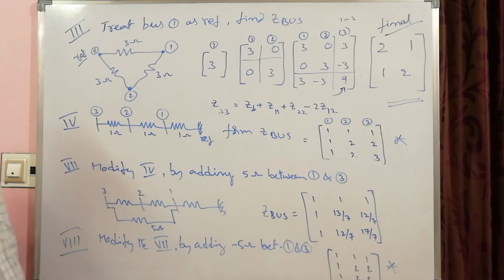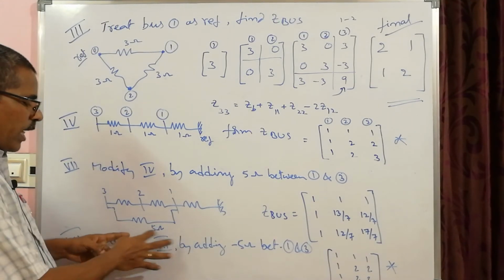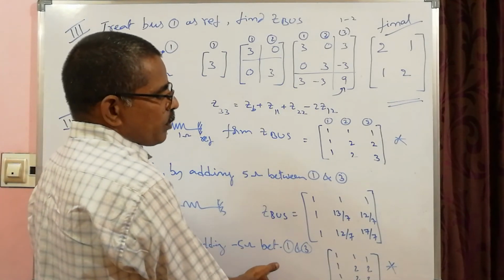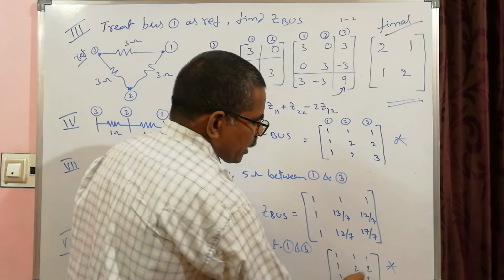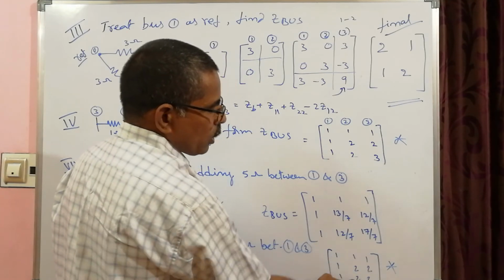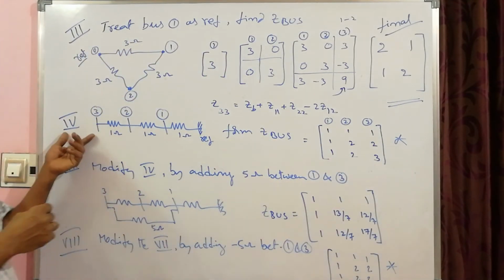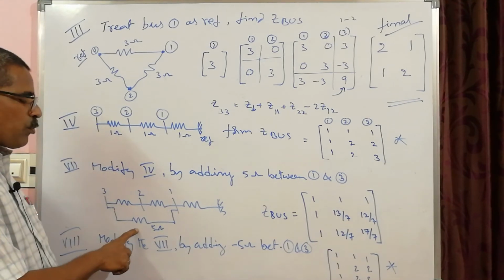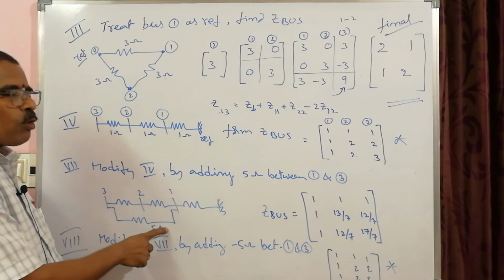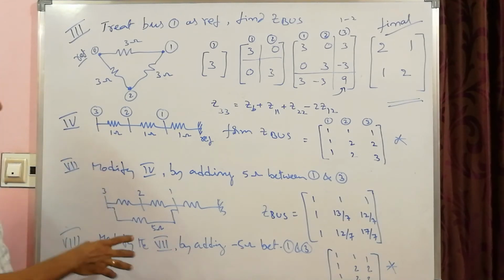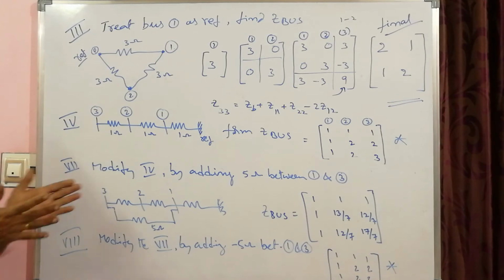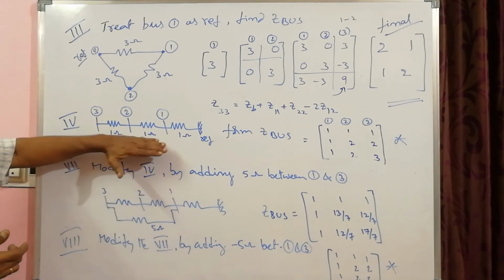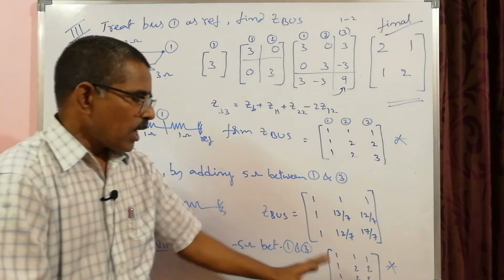It is because anyway you try add minus 5 ohms parallel to this and get the Z bus. You are going to get result as 1 1, 1 1, 2 2, 1 2, 3, similar to fourth case. The reason for that is adding minus 5 ohms to the existing 5 ohms, it is nothing but removing 5 ohms, removing that branch. So once you are removing this, it is fourth case. So the answer is this.